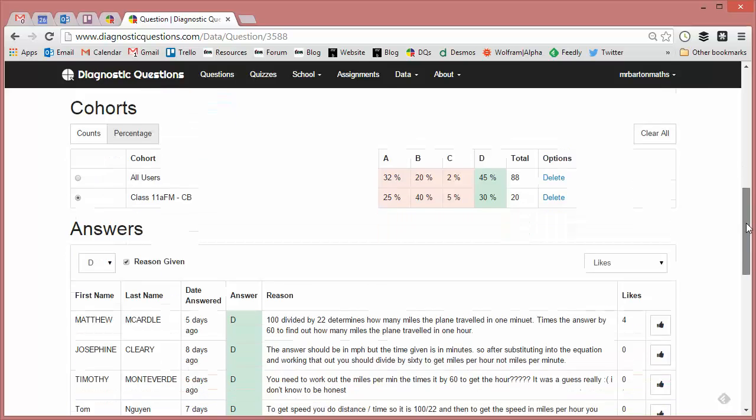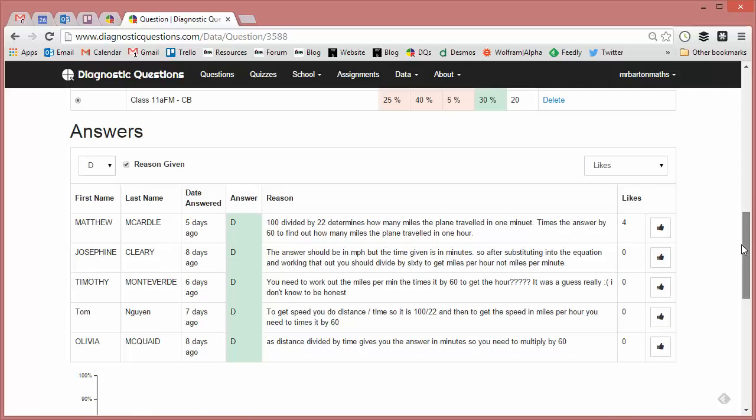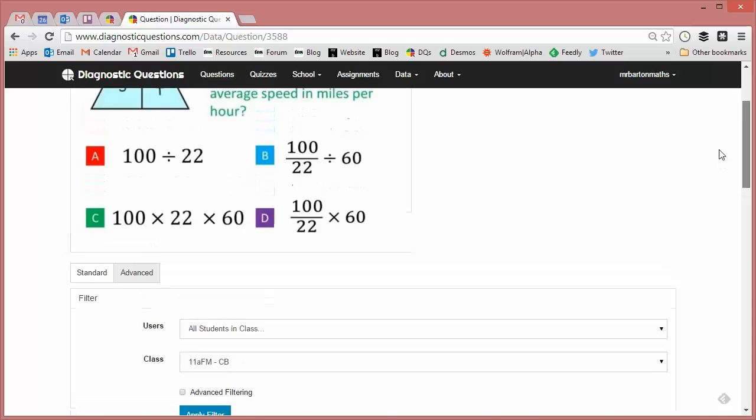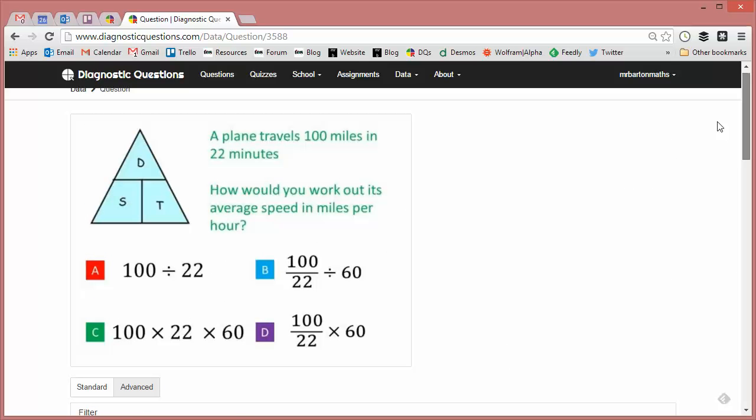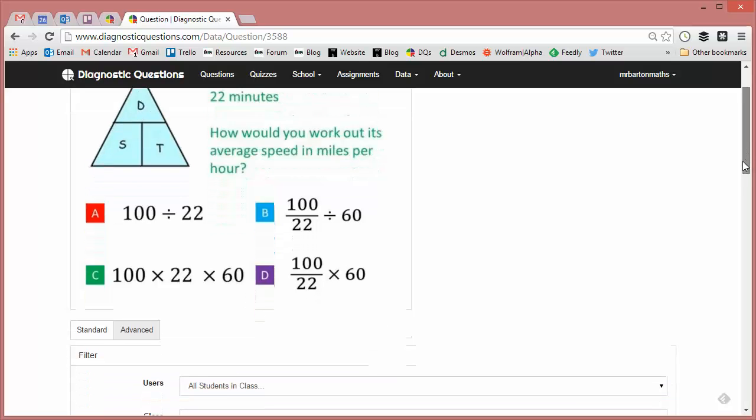As I scroll down now, it's filtered out just my students' responses and just the correct ones. I can see Matthew McArdle's response, how he's explained it, has got 4 likes, and this seems to be really popular with students. Incidentally, if we look at the question, it's all to do with speed, distance, time, and the big problem seems to be whether you divide by 60 or times by 60 to convert units.